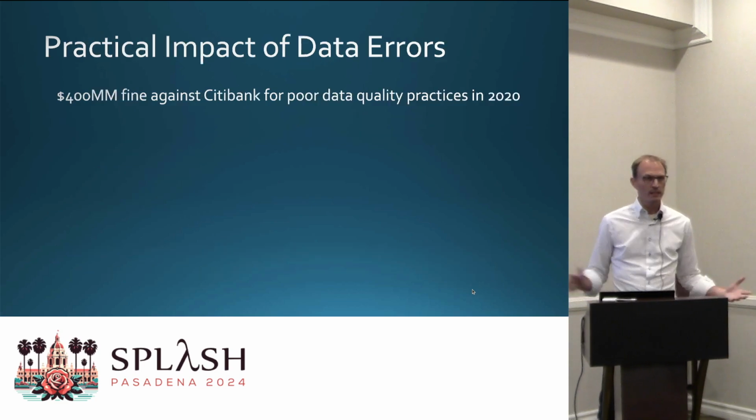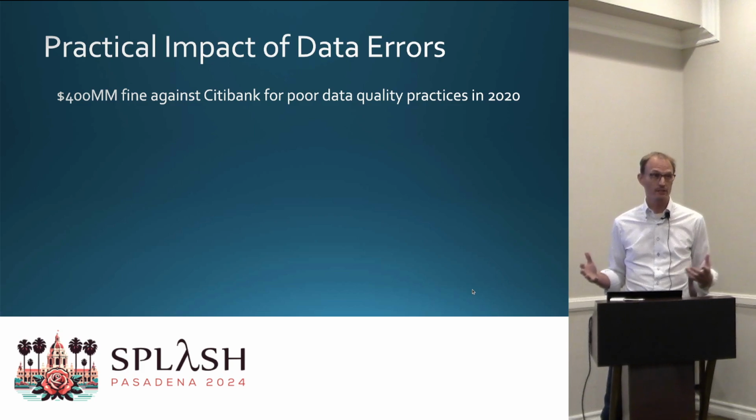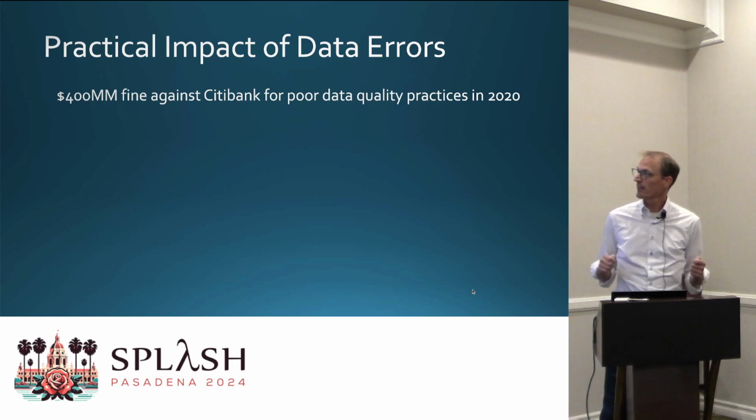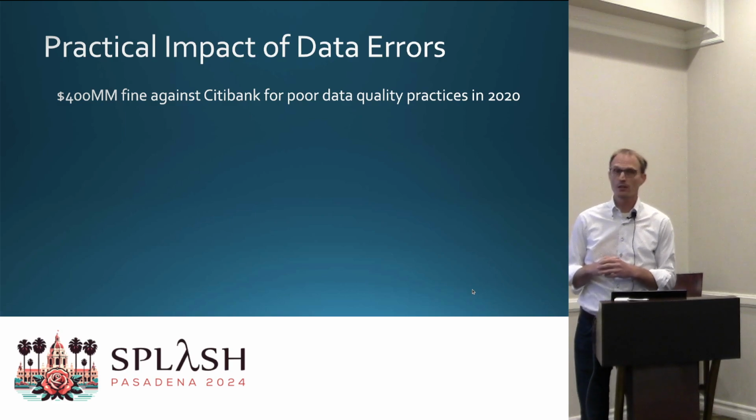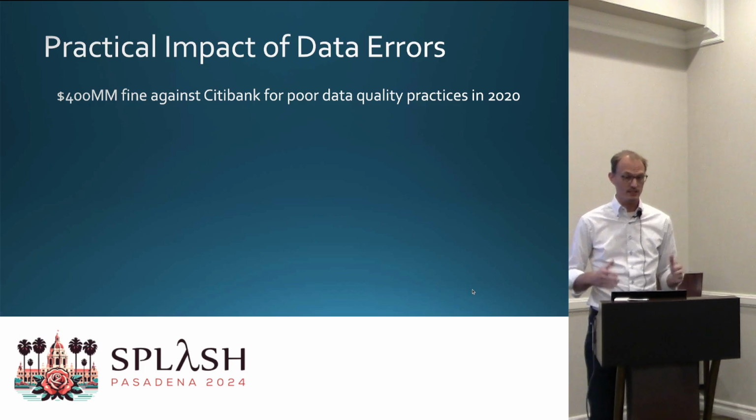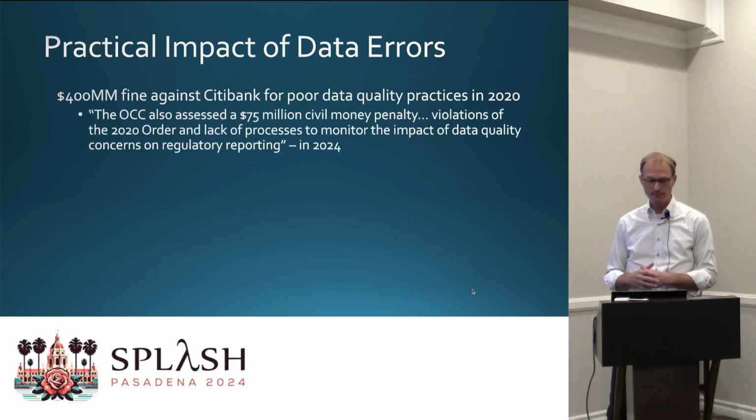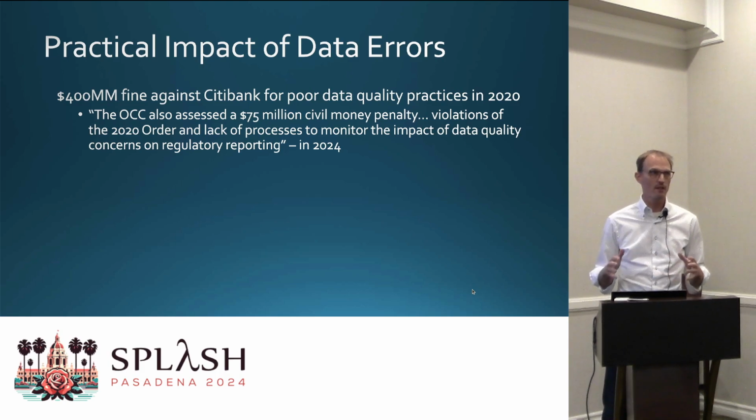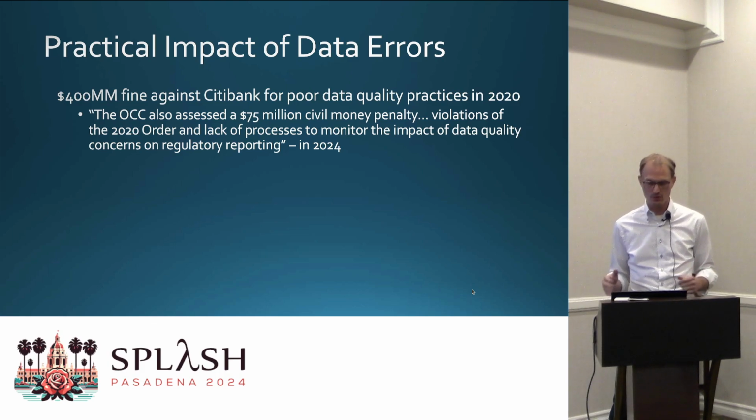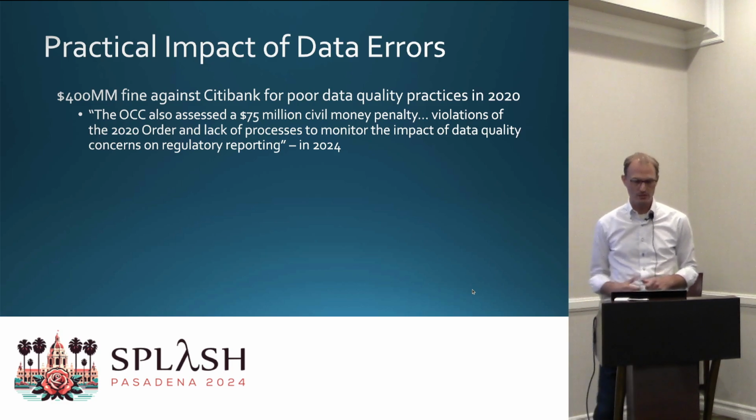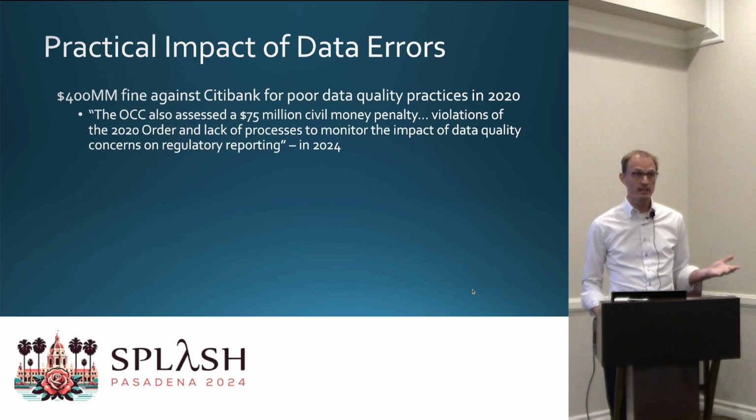So now that I got you excited about that, let me point out a few practical impacts of data errors. In 2020, Citibank got fined around $400 million for poor data quality practices and denying people some loans based on corrupt and incomplete data. And they were put under a consent decree that they needed to fix this post haste. Well, in 2024, this summer, the Office of the Comptroller of the Currency also assessed another $75 million penalty for not making enough progress to address these problems, specifically the impact of data quality concerns on regulatory reporting. So big money in data, right?